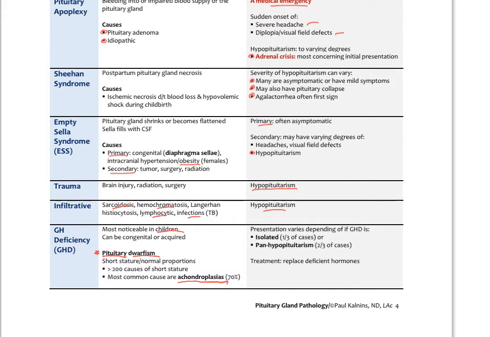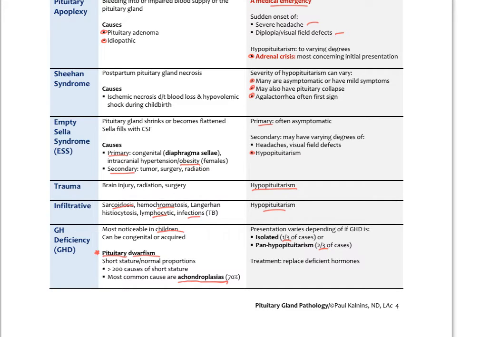The presentation of growth hormone deficiency is going to vary, depending on if it's just an isolated growth hormone deficiency, that's about a third of cases, or if it results from pan-hypopituitarism, that would be two-thirds of cases. There you'd have to think about replacement of, again, the downstream hormones like cortisol, thyroid, and then the sex hormones if it's appropriate. So that would be a more specific example of hypopituitarism.